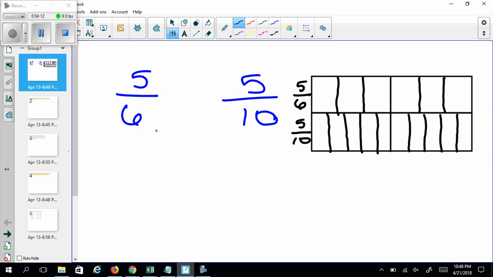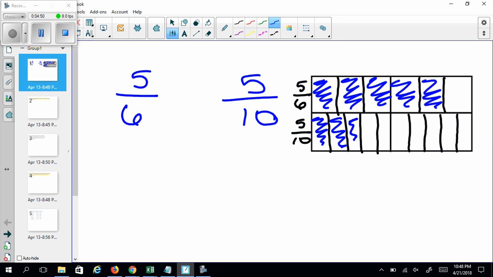So taking a look here, I now have sixths and tenths. So I have 1, 2, 3, 4, 5, 6 pieces. 1, 2, 3, 4, 5, 6, 7, 8, 9, 10 pieces. You always want to make sure if you're drawing to compare that you are drawing what you need, not anything extra, nothing less either. So here I have 5/6, so I'm going to be coloring in 1, 2, 3, 4, 5 sixths. And then I would be shading in 5/10. So 1, 2, 3, 4, 5/10.